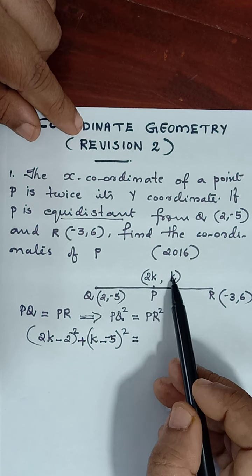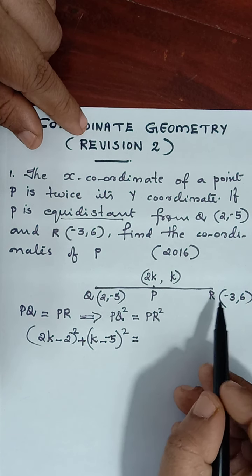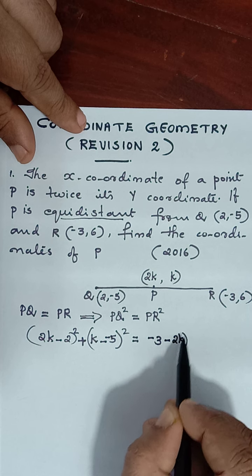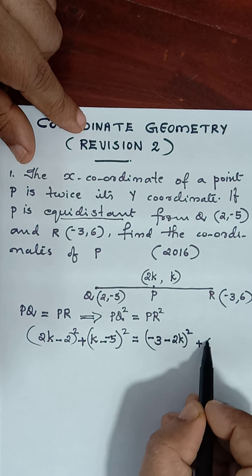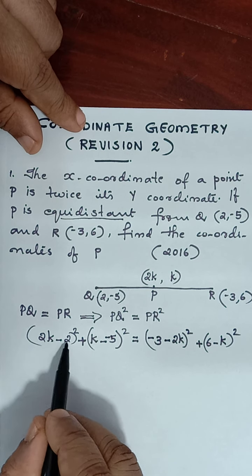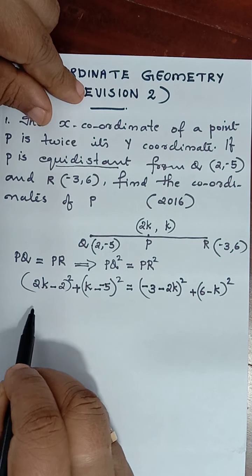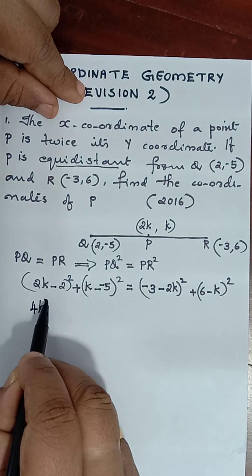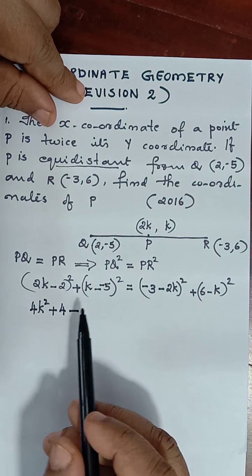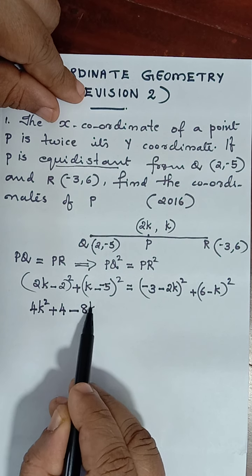Again, x1, y1, x2, y2. So x2 minus x1 we can write it as -3 minus 2k whole square plus 6 minus k whole square. This is how we can take. So a minus b whole square formula we can apply. When we apply a minus b whole square, what do we get? A square. 2k whole square is 4k square. A square plus b square is 4, minus 2ab, 2 into 2k into 2, 2 2s are 4, 4 2s are 8k.